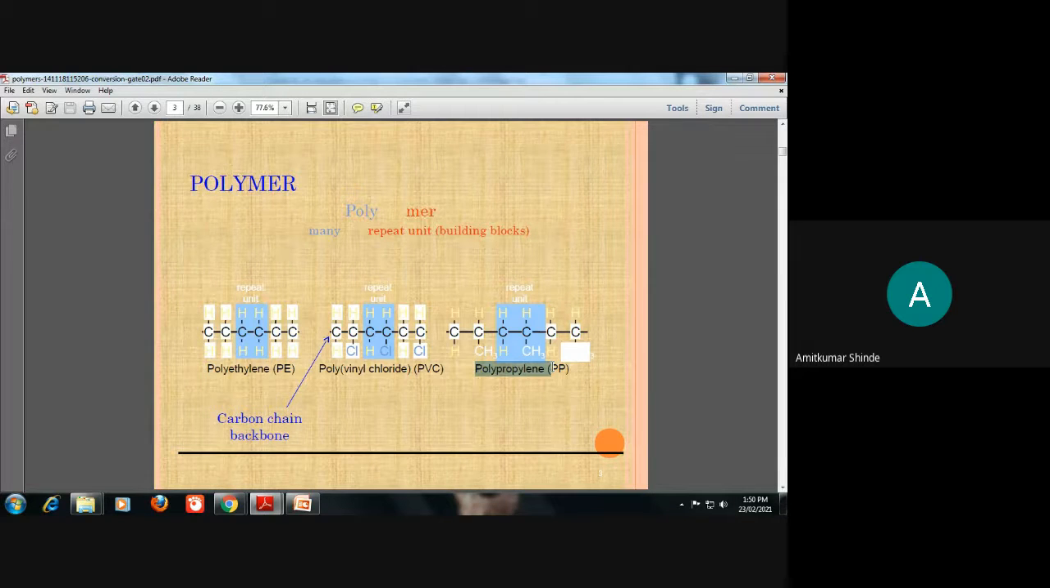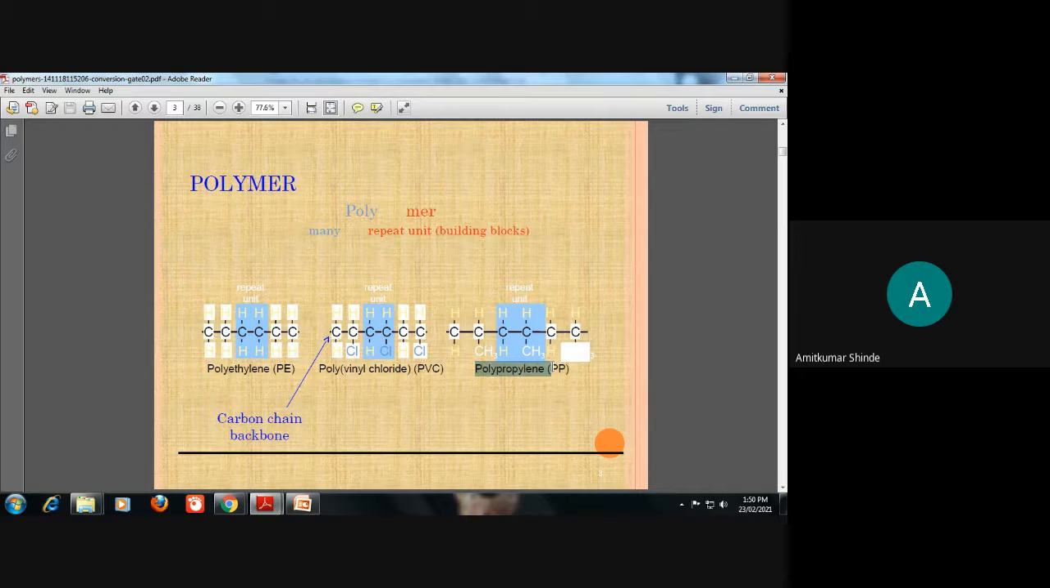What is the meaning of the polymerization process? A number of monomers will combine together to form a polymer. This process is termed polymerization. The formation of a polymer from a number of monomers is termed polymerization.